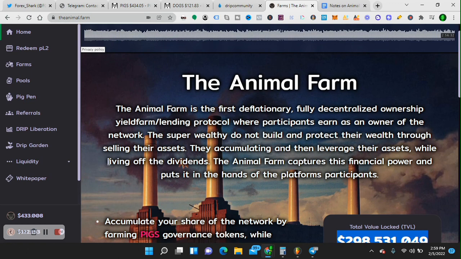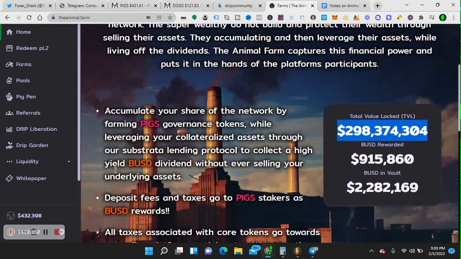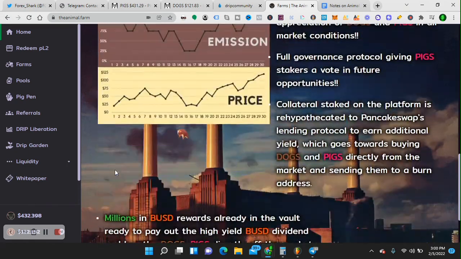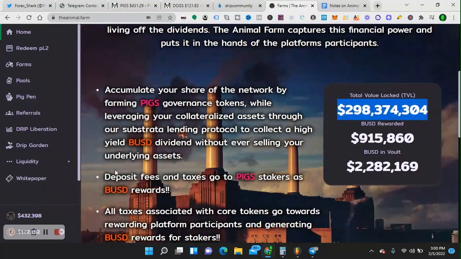The Animal Farm is the first deflationary, fully decentralized ownership yield farm lending protocol where participants earn as an owner of the network. The super wealthy do not build and protect their wealth through selling their assets. They accumulate and then leverage their assets while living off the dividends. The Animal Farm captures this financial power and puts it in the hands of the platform's participants. Okay, so you can go ahead and read all this. Well, it's pretty short. I guess I'll just read it.